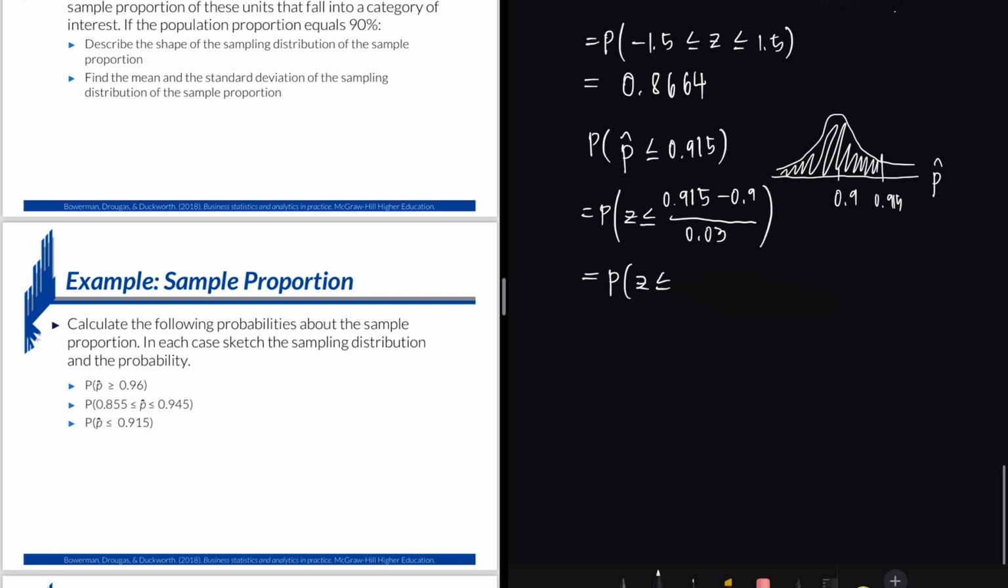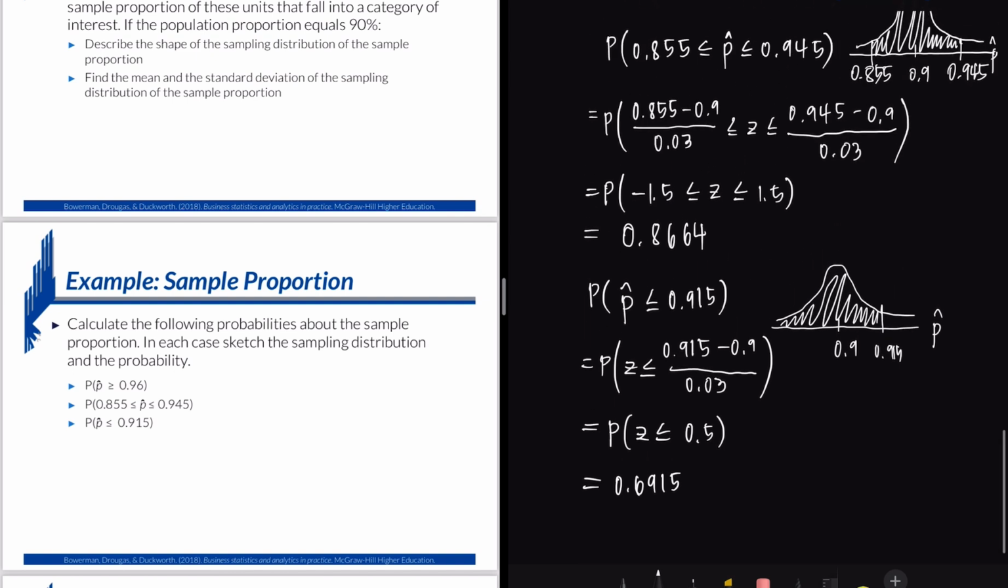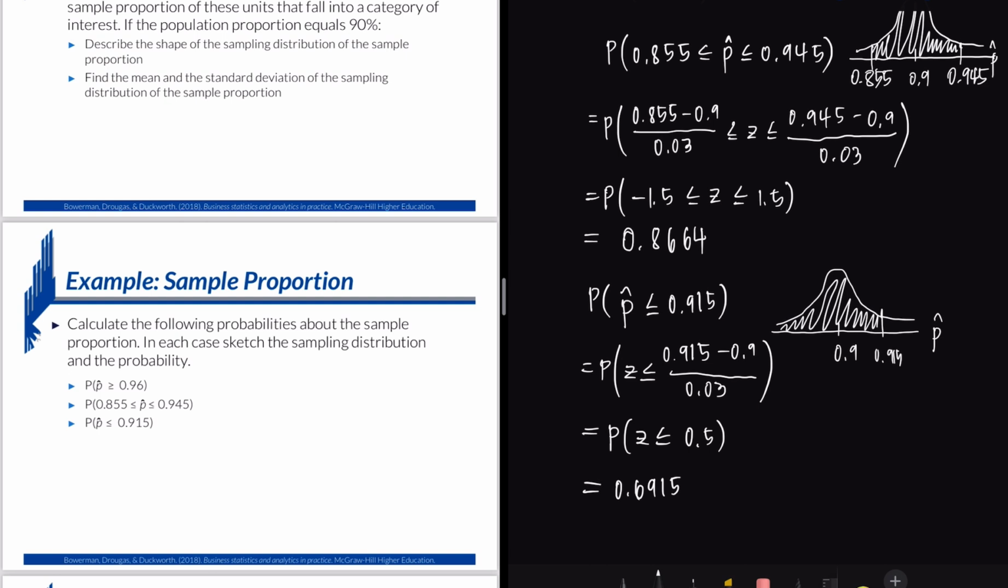Converting this to z will give us a z-score of positive 0.5. And therefore, the area to the left of 0.5, according to the standard normal table or the calculator, is 69.15%. So the probability of p hat less than or equal to 0.915 is 69.15%. So those are some examples of how to compute for probabilities involving sampling distributions of the sample proportion.